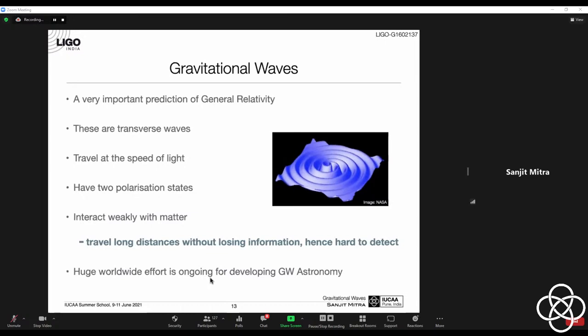Okay, so basically the point here is that the fact that gravitational waves interact weakly with matter is useful for science, because we can get information which is not available otherwise. But it also makes it hard in the sense that we need better and better detectors, which is actually easier than changing the way to get information from near the black hole, of course. Okay, so there is a huge worldwide effort going on to develop gravitational astronomy.